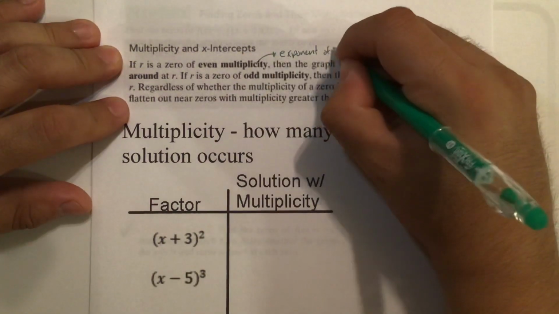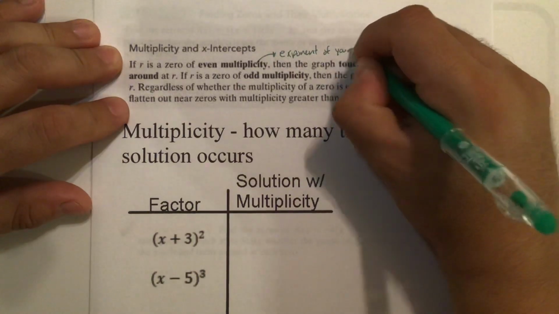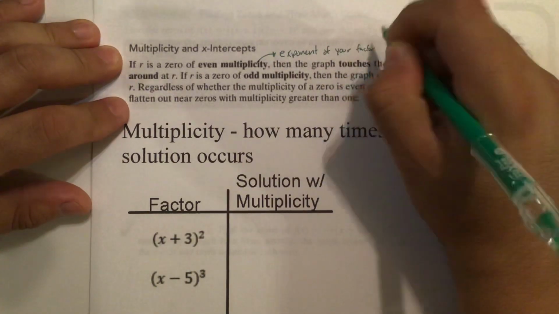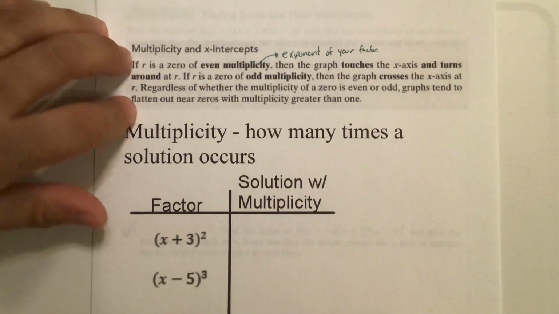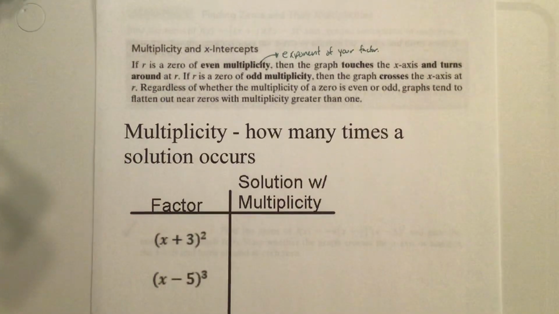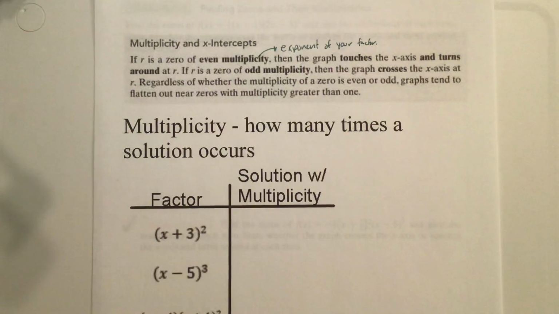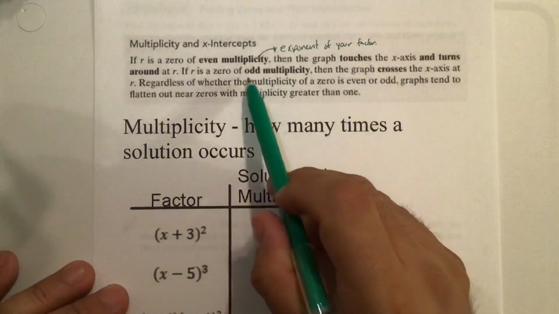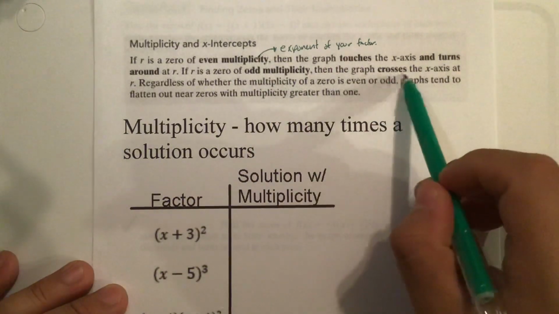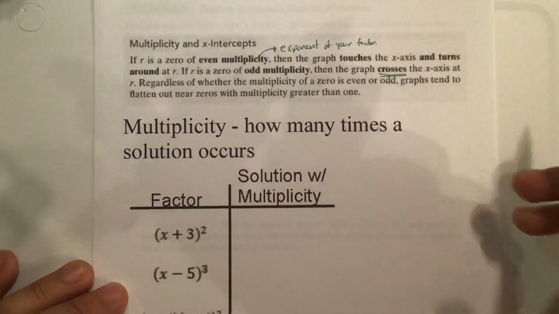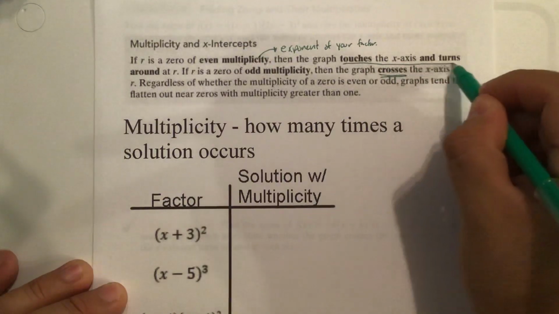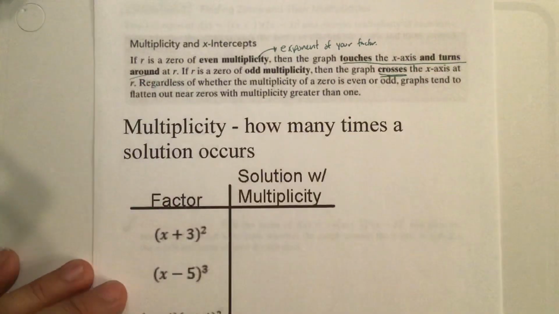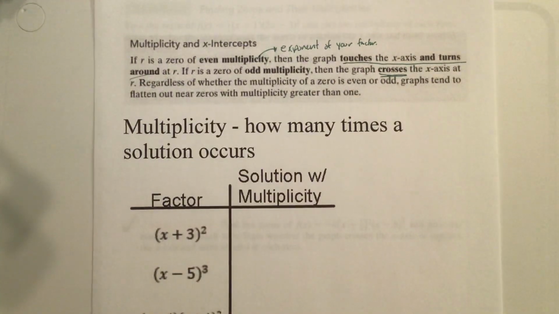Okay, so pretty much multiplicity is the exponent of your factor. So right here, we're talking actually about the exponent, right? So if the exponent is odd, then odd multiplicity, your graph will cross the x-axis. If your multiplicity is even, then it will touch the x-axis and turn around. So it kind of like bounces. So wherever that solution is, it touches and turns, or it's going to cross the x-axis.